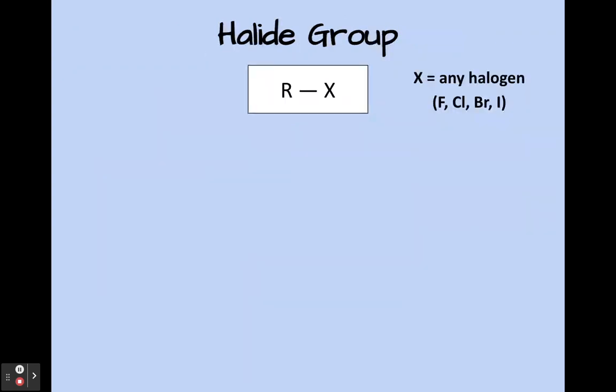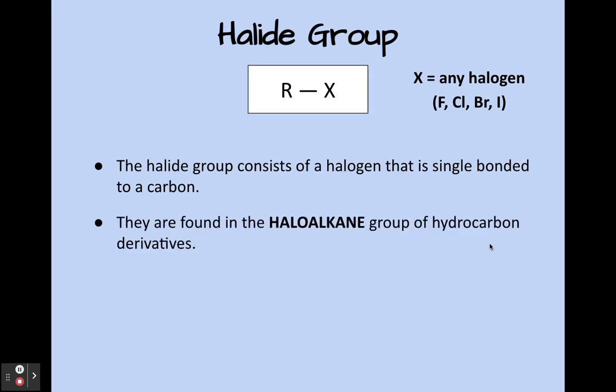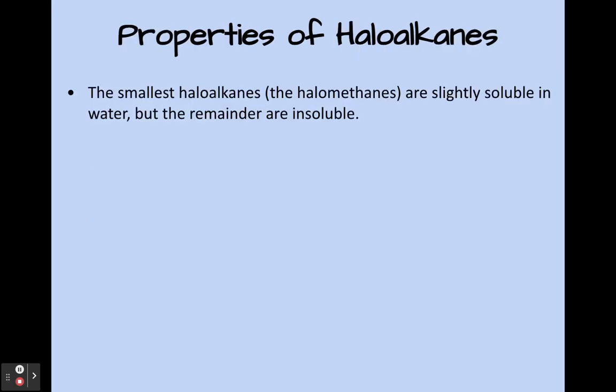Okay, our next one is the Halide Group. So in this case, it's a halogen, which we're representing here by X. So any halogen, fluorine, chlorine, bromine, or iodine bonded to a hydrocarbon group. So these are found in the haloalkane group of hydrocarbon derivatives. So those haloalkanes, the smallest ones, are slightly soluble in water, but the remainder are insoluble due to their long hydrocarbon chain.